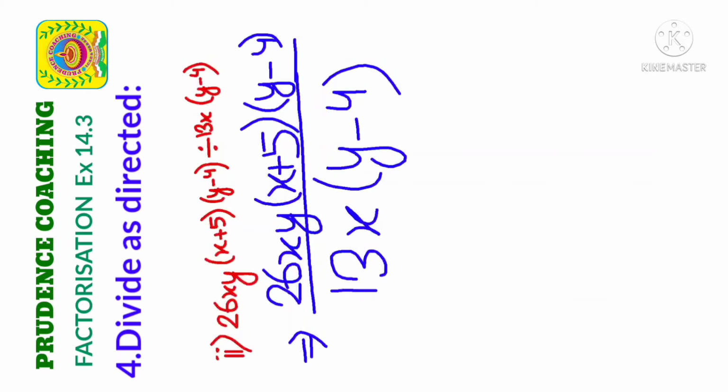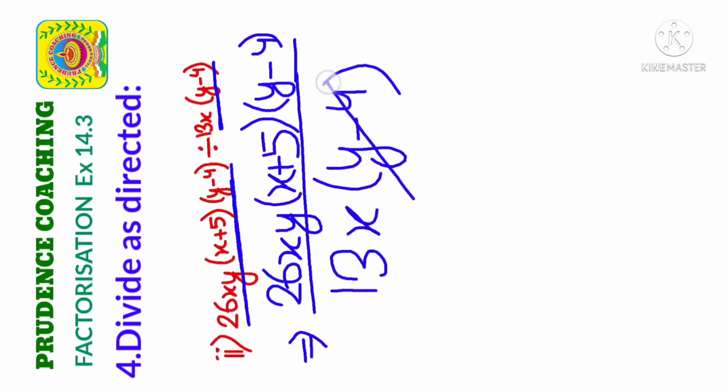Let us start with the next sum. Here, as you can see, we are asked to divide this by this. So we will write this in the numerator, and this one by which we are going to divide, we will write in the denominator. Now in the numerator you can see that we have 26 multiplied by x multiplied by y multiplied by x plus 5 multiplied by y minus 4. So here in the denominator we have 13 into x into y minus 4.